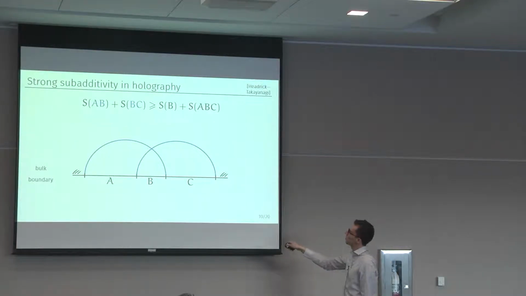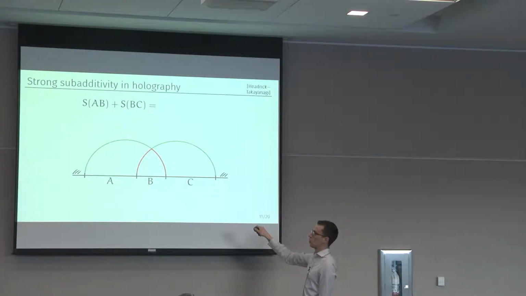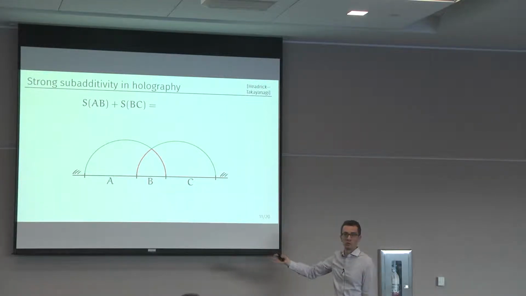Yanagi told us to do is, well, let's change the color of this picture. Let's actually recolor it like that. Let's color this in red. Let's color this in green. And now you see that this red curve is some curve that bounds the subsystem B. Right? It's not a minimal curve, but it's some curve.